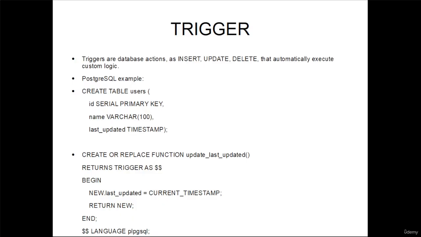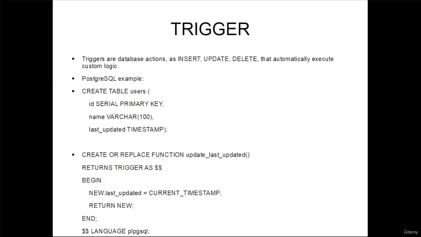But first, let us create a simple table. CREATE TABLE users (id SERIAL PRIMARY KEY, name VARCHAR(100), last_updated TIMESTAMP). In Postgres, triggers call a function written in PL/pgSQL, or another language. This function will set the last_updated column to the current timestamp when a row is updated.